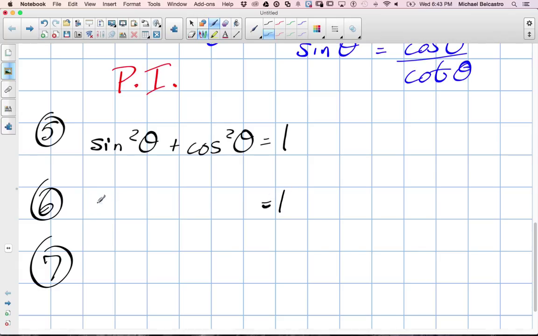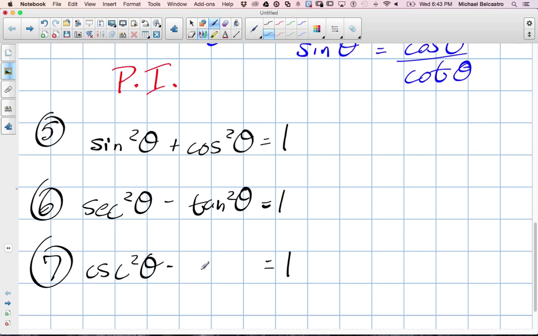What about another one? Secant squared theta minus tan squared theta equals 1. Yeah, which leaves? Cosecant squared theta minus cotangent squared theta. Very good. And what happens with all of these is they usually show like 9 of them, okay? And really all they are is moving values to one side or another.